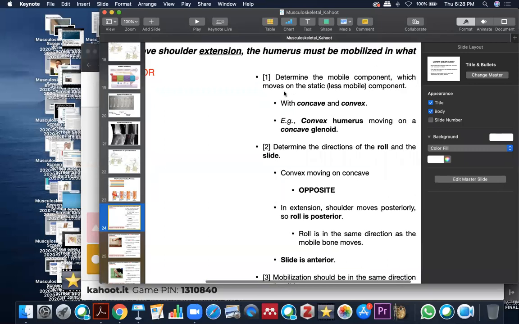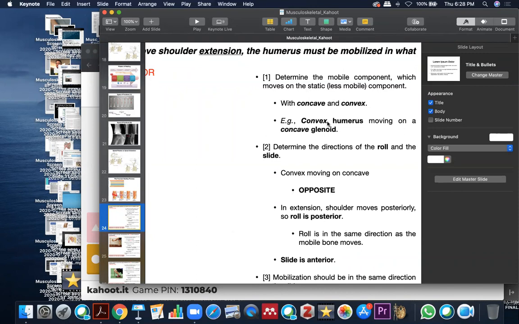What I would do first is figure out, when you're doing extension, what direction the humerus is moving. When you start here and go into extension, generally speaking, the humerus is going posteriorly. So that tells you the roll is posterior. Really, whatever the mobile bone is, the roll is the same direction that the mobile bone moves. If we said flexion, then the roll would be anterior because the humerus is moving more anteriorly. But if we're doing extension, the humerus is moving more posteriorly.